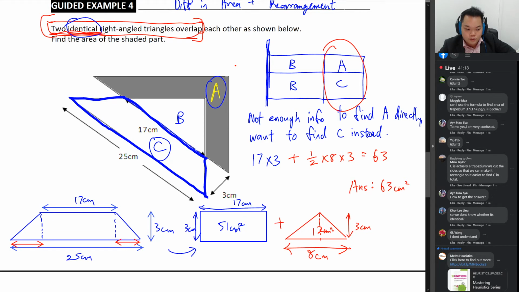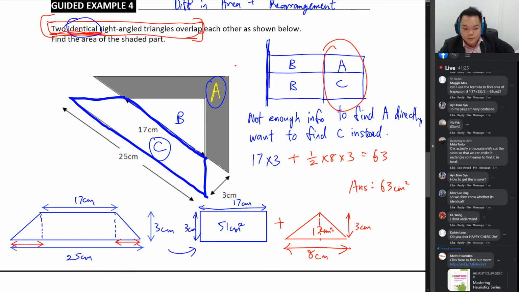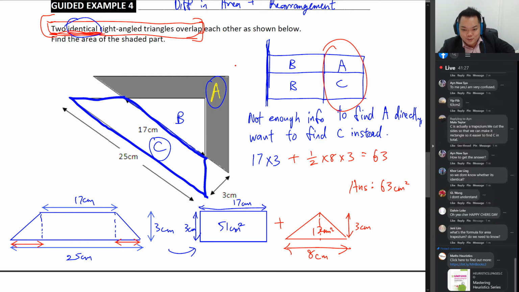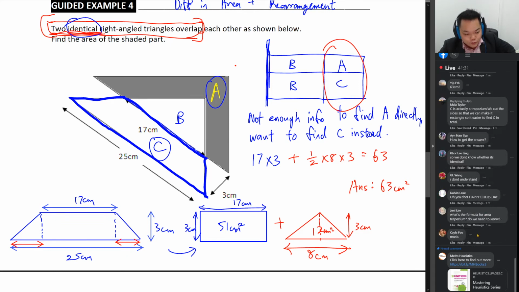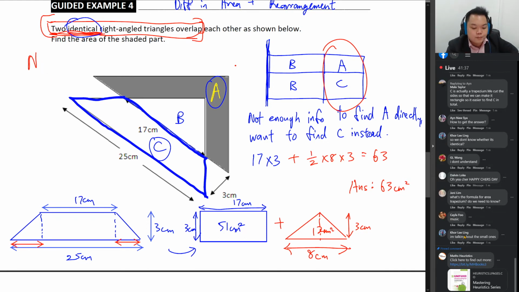Okay, when you say you don't understand, which part do you not understand? Yeah, thanks Delvin. Okay, what's the formula for the area of a trapezium? Do we need to know? The answer is no, you don't need to know. At the primary level, no.